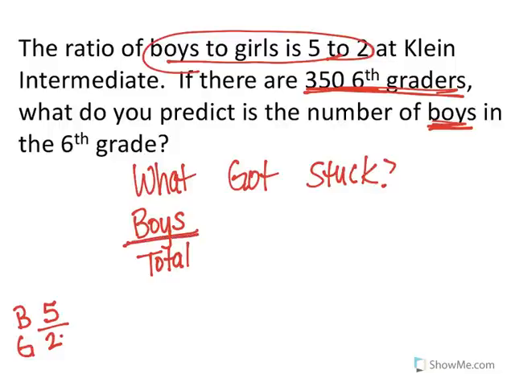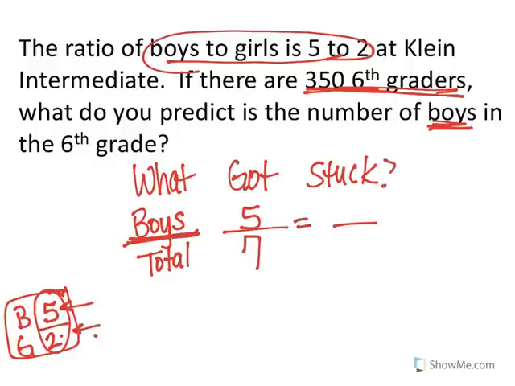But according to the question, what we're comparing is boys to total. So I know that there's 5 boys out of a total of 7 students, because 5 are boys, 2 are girls, so 5 plus 2 gives me 7. So out of 7 kids, 5 will be boys. Stuck. Where are you stuck? What are you trying to find out? Well, I'm trying to find out if there's 350 sixth graders. That's my total, so I'm going to put it at the bottom. If there's 350, how many of those will be boys?